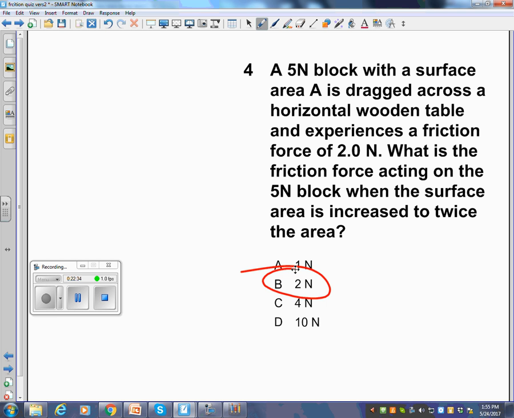It stays the same. The area doesn't matter. I just talked about that. The pressure would change, but the force of friction would not. The friction force doesn't depend upon the area. Remember I said? Remember? 2 newtons, 2 newtons. That's the weight. The surface is the same, the coefficient is the same. As long as the weight is the same and the coefficient is the same, the friction force is the same.